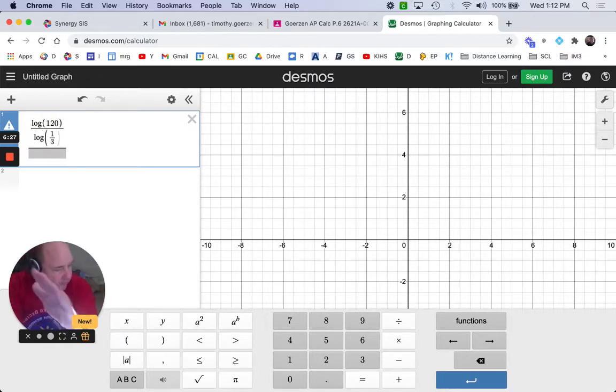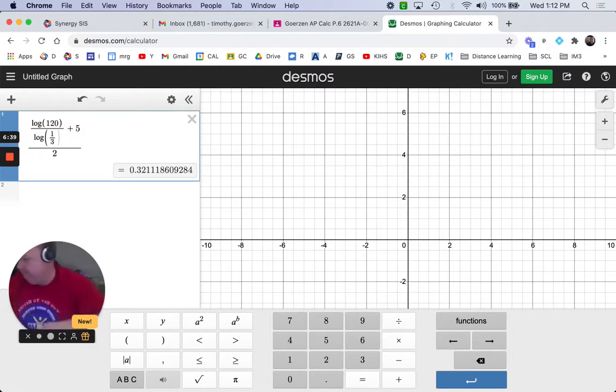This is still in the numerator. So log 120 divided by log 1/3 plus 5. And then in the denominator it will be 2. And that's it. So practice using it. You still need some skill to use a calculator.